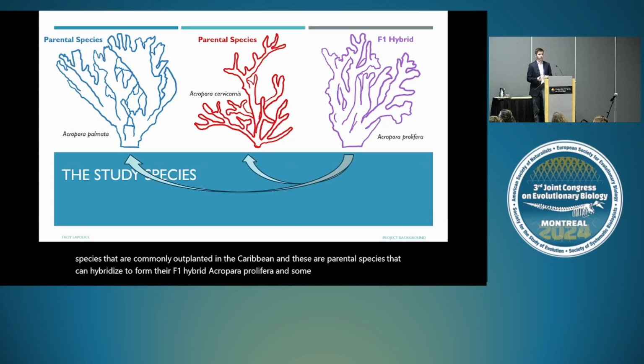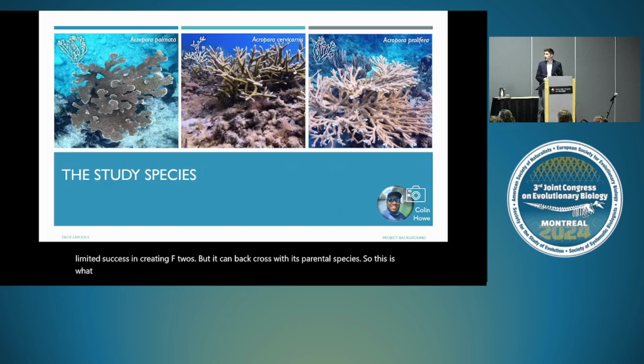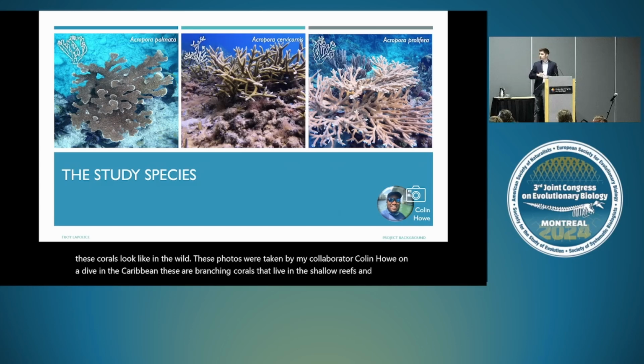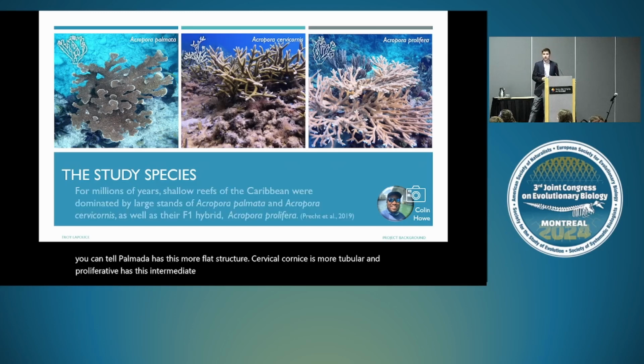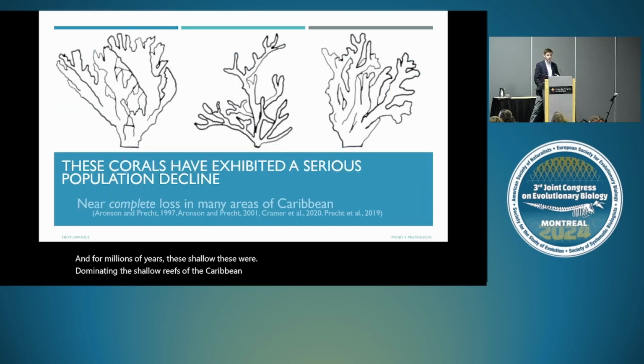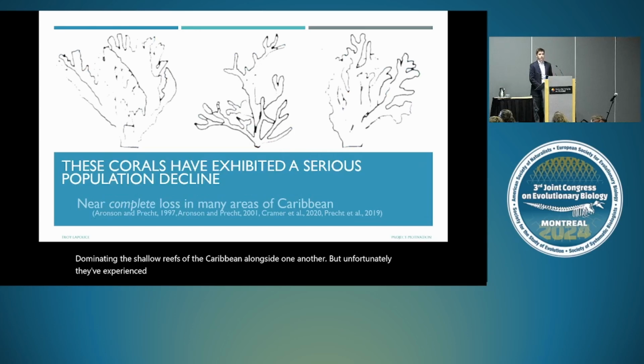Some evidence has shown that prolifera can backcross with its parental species and potentially has limited success in creating F2s. So this is what these corals look like in the wild. These photos were taken by my collaborator Colin Howe on a dive in the Caribbean. These are branching corals that live in the shallow reefs, and you can tell palmata has a more flat structure, cervicornis is more tubular, and prolifera has an intermediate morphology. For millions of years, these were dominating the shallow reefs of the Caribbean alongside one another, but unfortunately they've experienced a really serious population decline, with a near complete loss in many areas of the Caribbean.